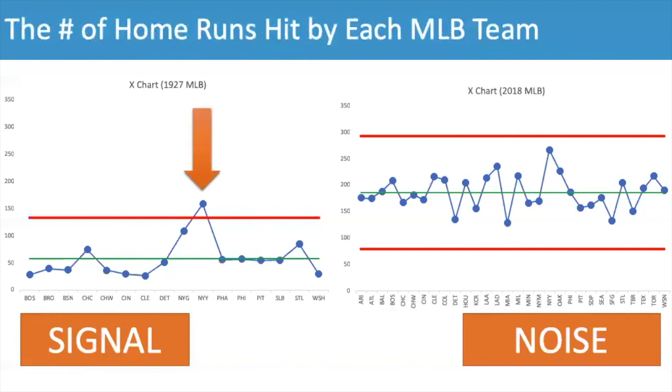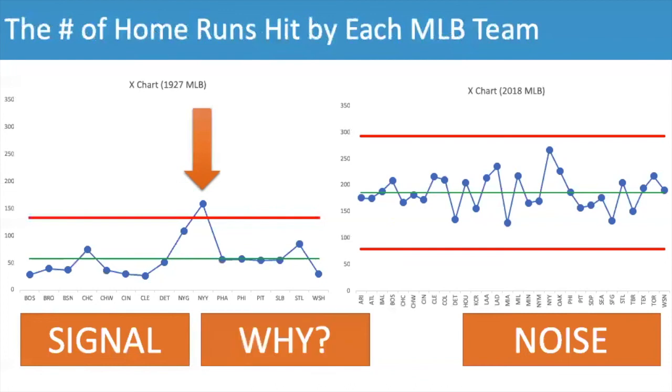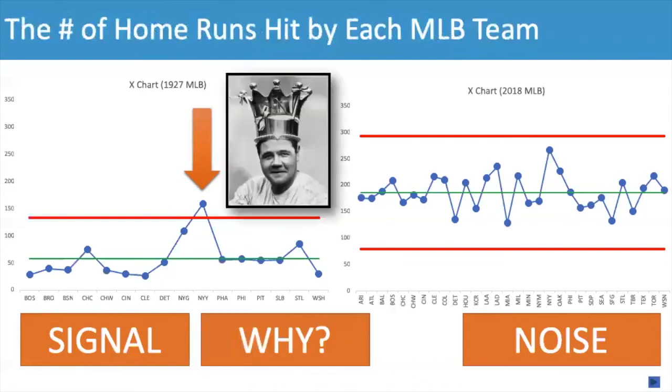So when we have a signal, it would be worth asking why. Well, a big part of it was Babe Ruth, a historically great player who at that point hit more home runs than anybody in baseball history. He held the record of 60 home runs. He hit more home runs than most teams hit in 1927. That's how much of an outlier his season was.